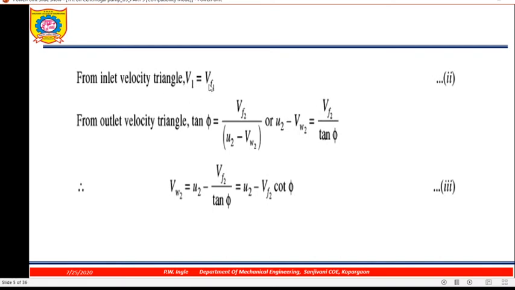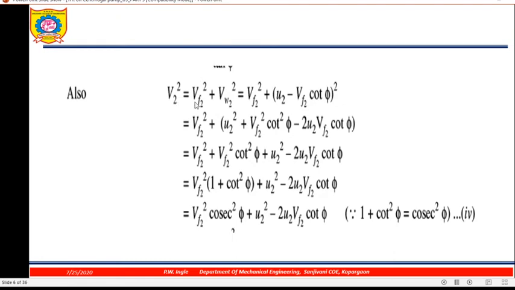Now from the inlet velocity triangle, V1 equals Vf1 because Vw1 is 0. You refer to the inlet and outlet velocity triangles. From the outlet velocity triangle, tan phi is Vf2 upon U2 minus Vw2. That is, U2 minus Vw2 equals Vf2 upon tan phi. So we get the value of Vw2 as U2 minus Vf2 upon tan phi, so it is U2 minus Vf2 cot phi. This is equation 3.